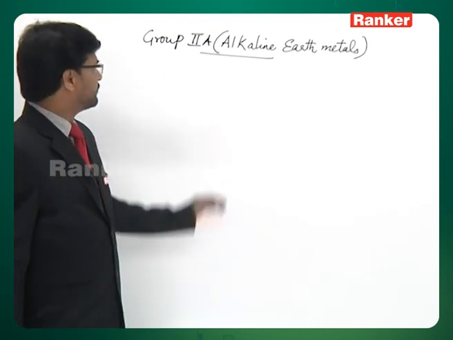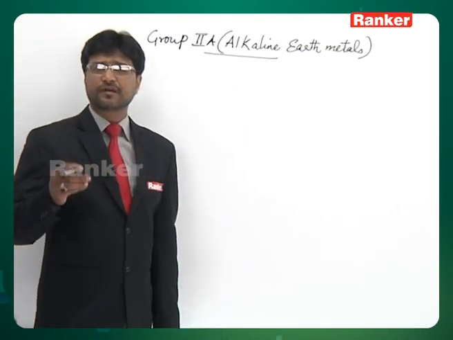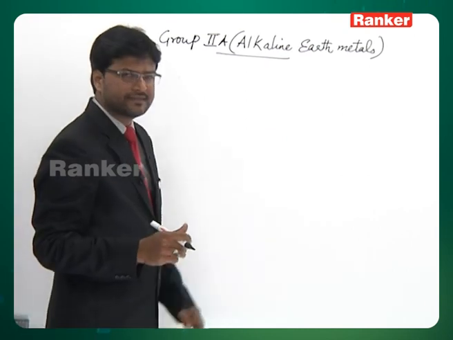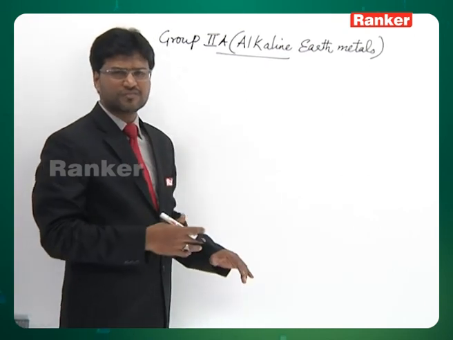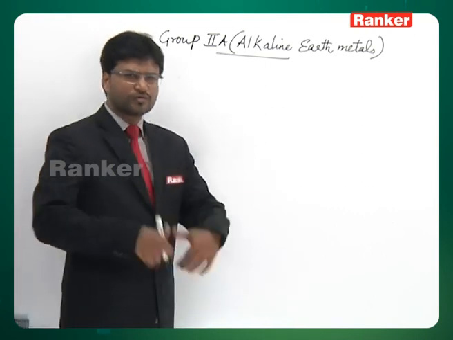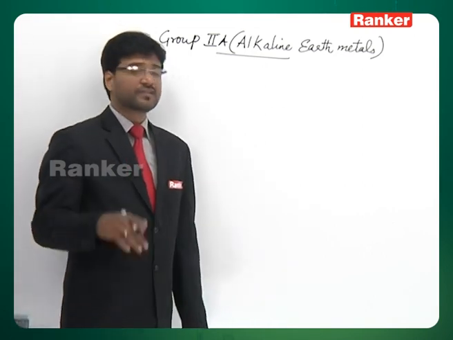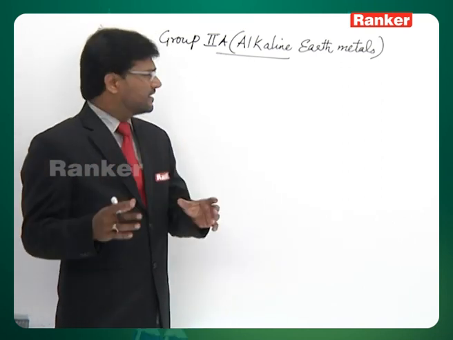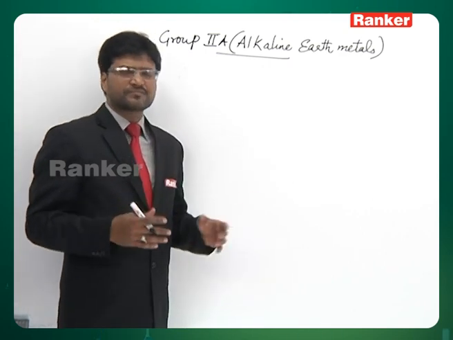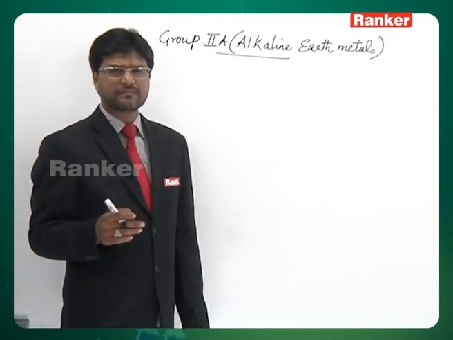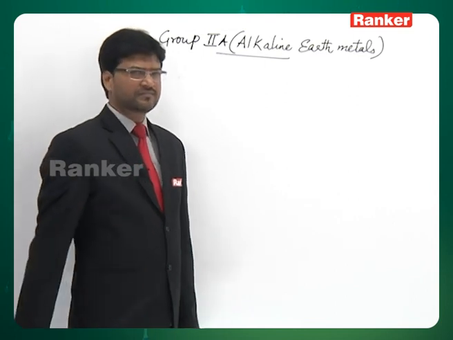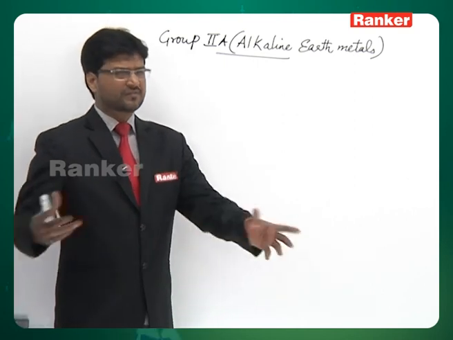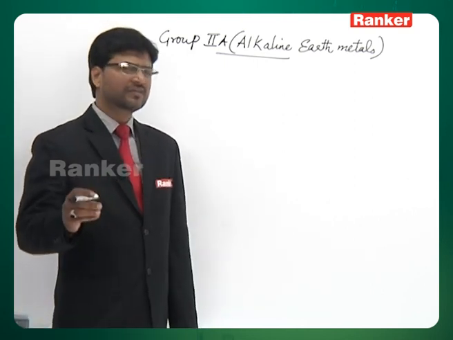Let's learn about the properties of alkaline earth metals. We'll be mostly comparing their properties with those of alkali metals. Like alkali metals, these metals are also active metals. They tend to lose electrons easily. They are highly electropositive, but these are less electropositive than alkali metals. Among these elements, beryllium, magnesium, calcium, strontium and barium, all are metals except beryllium. Beryllium is a metalloid. The only metalloid present in alkaline earth metals is beryllium. The rest of the elements are pure metals.